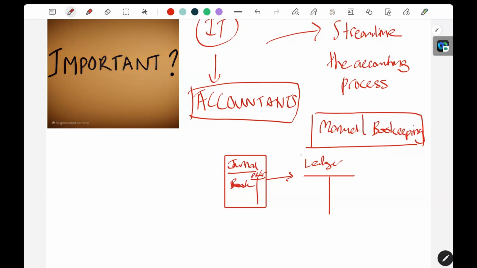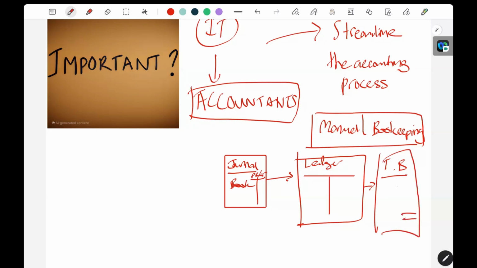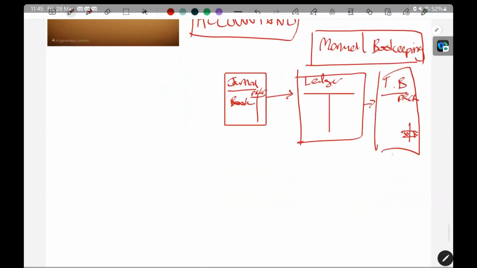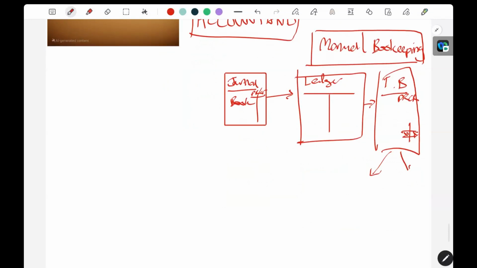Interestingly, this is the old manual bookkeeping. Then it goes to the trial balance, where you try to trial the balance, right? Whether debit and credit is balanced or not. Then only you manually create the income statement, or you call it statement of comprehensive income, and the financial statement or the balance sheet.